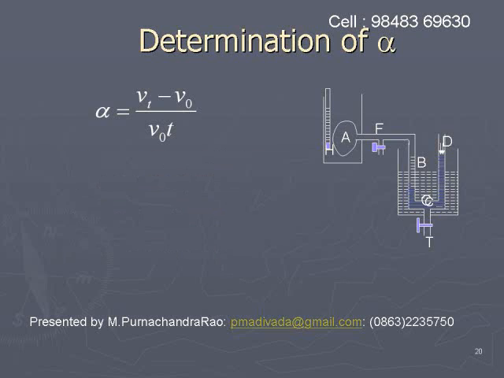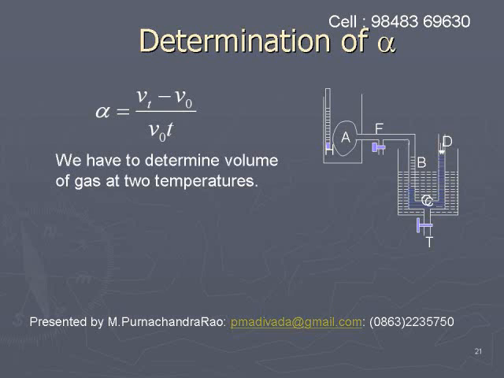The relation that can be used for measuring alpha is alpha equals Vt minus V0 divided by V0 into T. That means we have to determine the volume of the gas inside the spherical bulb at two temperatures. One is at 0 degree centigrade, the other one is at T degree centigrade. But we have to see that the pressure on this gas is the same in both cases. We have to keep the pressure constant in the two cases.